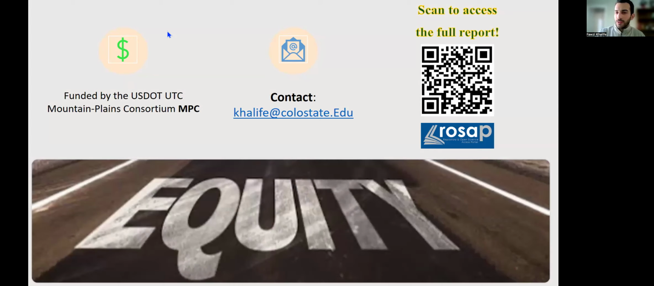Finally, that's all. There's so much more detail in this, but this is the main part related to defining equity and measuring it in asset management. For the full report, please check this QR code. It's online on the USDOT website.